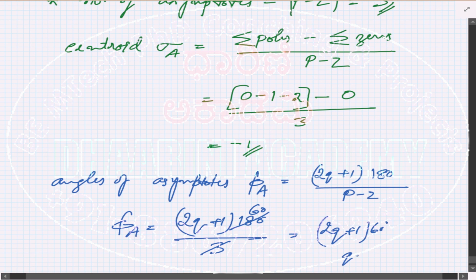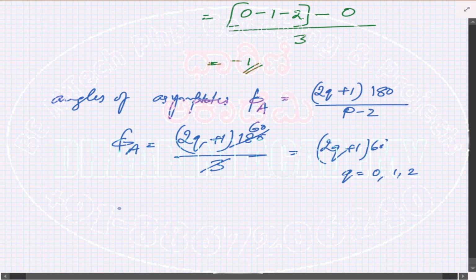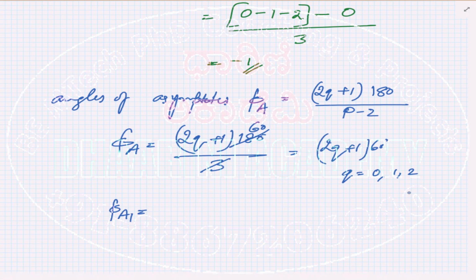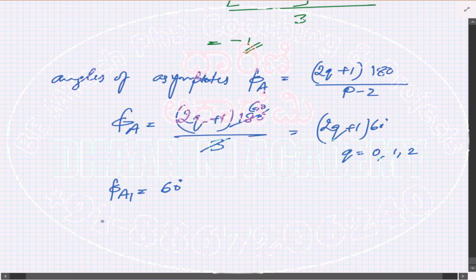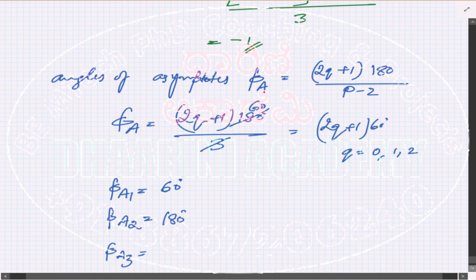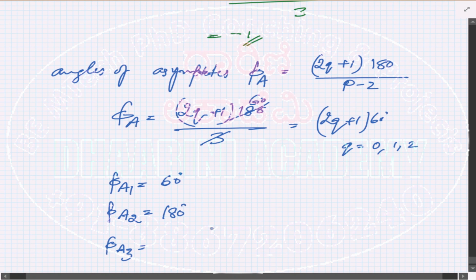So what are the values of q? Since I'm expecting only 3 asymptotes, 0, 1 and 2 you can put, right? So let's calculate. What is phi a1? q is equal to 0, so it is simply 60 degrees, correct? Next, phi a2, second asymptote, put q equal to 1. So 2 plus 1, 3 into 60, that is 180, and what should be phi a3? That is 2 into 2, 4 plus 1, 5, 5 into 60, so that is 300, right?